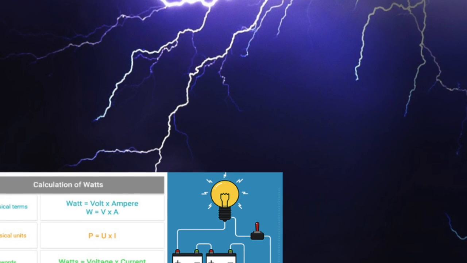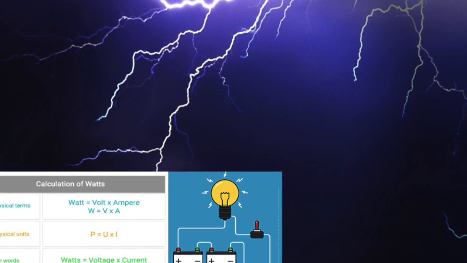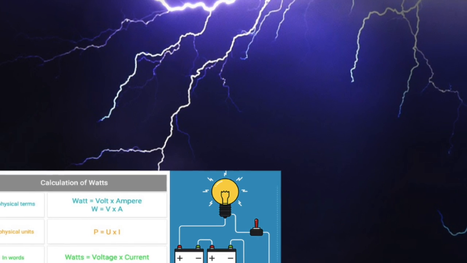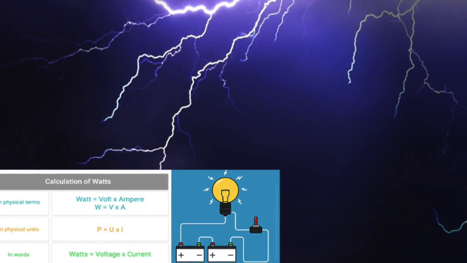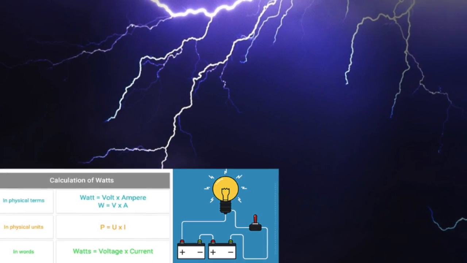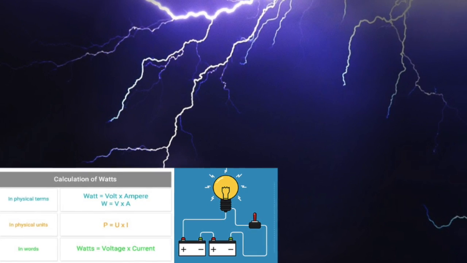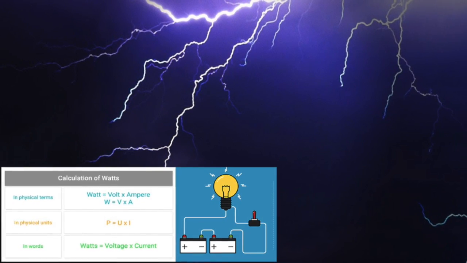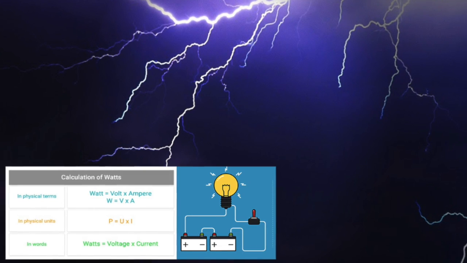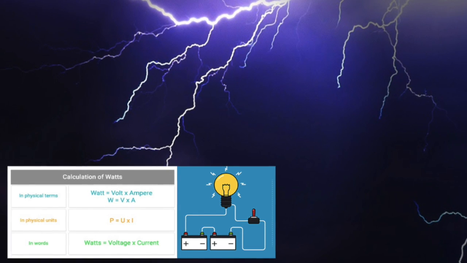So, in order to describe a circuit, there are some terms we should know first. We're going to go over voltage, current, and wattage. Voltage is the energy given to each unit of charge that flows in a circuit. Current is the amount of electrical charge flowing past a point in a circuit each second, and wattage is the amount of electrical energy a circuit uses each second.